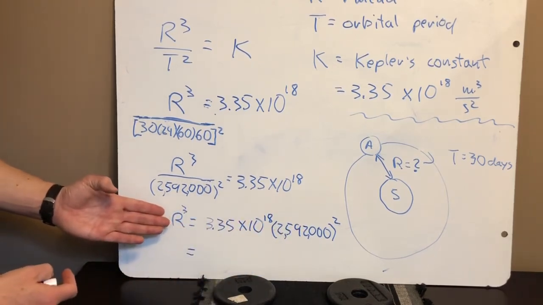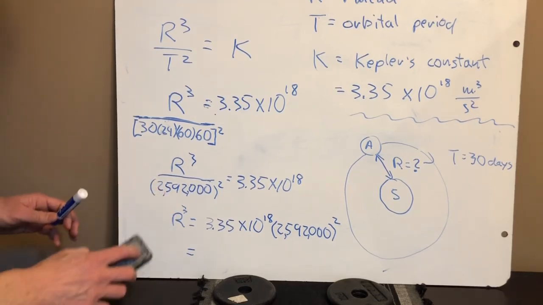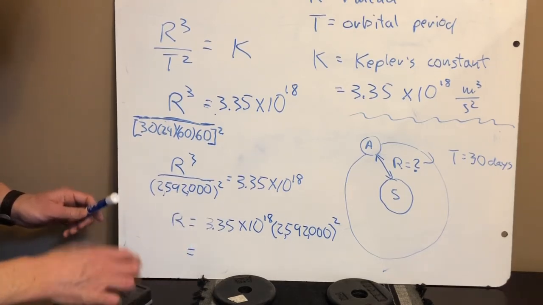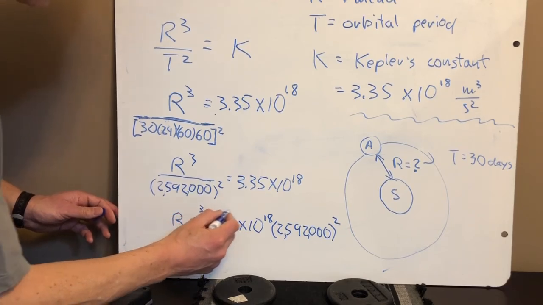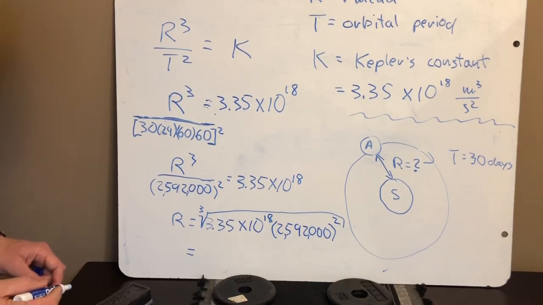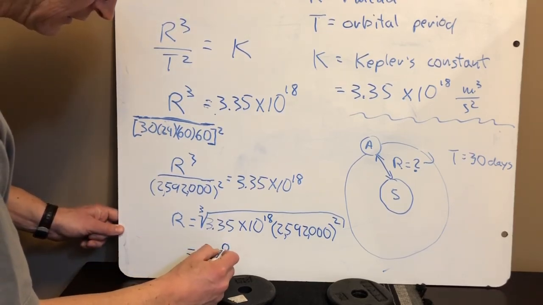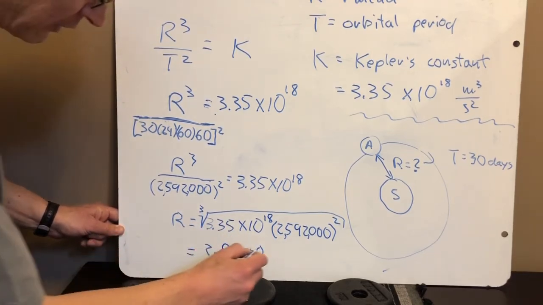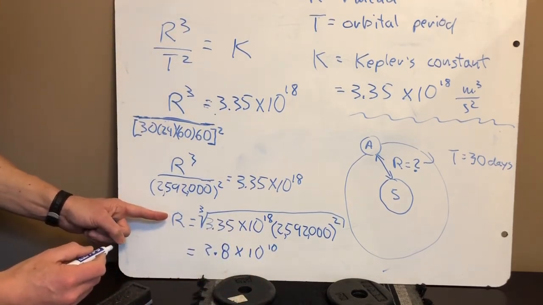We don't care what r cubed is equal to. We want to know what r is equal to. So you take the cube root of both sides. The cube root of r cubed is of course just r, and you're going to have the cube root of the other side. If you do that on your calculator, make sure you can get 2.8 times 10 to the power of 10. And remember, that is r.